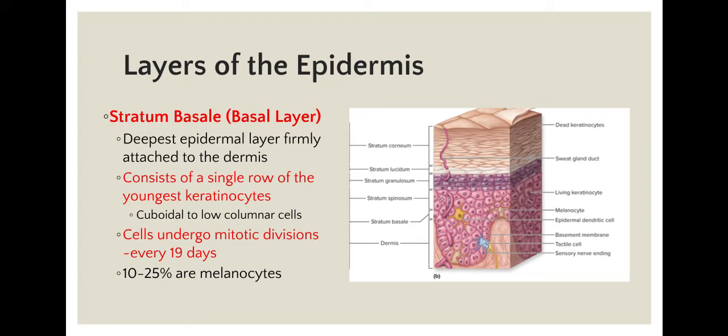Let's look at the different layers. We'll start at the bottom. The stratum basale is the basal layer. It's the deepest. It's what's attached to the dermis. When you look at it in a microscope, it's really going to be a single row of these brand new keratinocytes. And they're mostly shaped cuboidally, sort of like little dice. Could be columnar as well, but usually pretty square shaped. And they are very active in regenerating or reproducing. So they're going to undergo divisions about every 19 days.